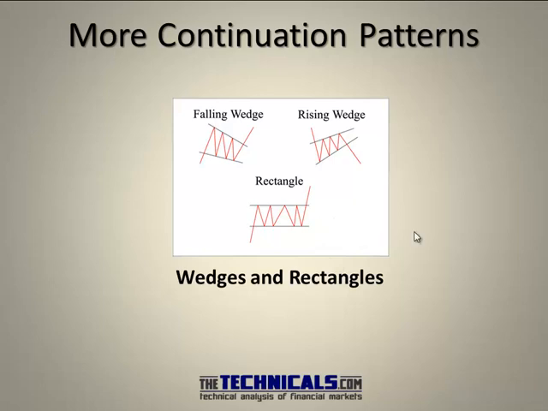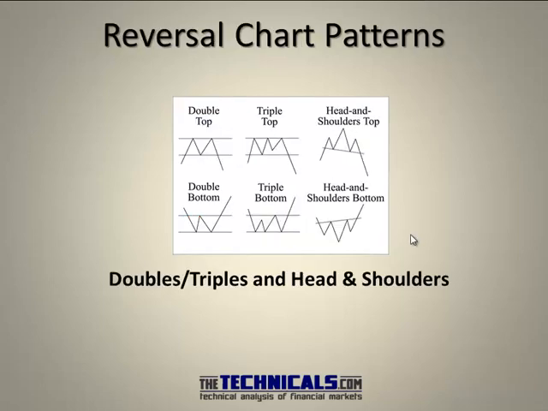Now here are some of the most important reversal chart patterns. As we can see here, we have doubles, triples, and head and shoulders. Over here on the top left, we have a double top. So what is a double top? Basically, we see price hitting a high up here. It comes back down, it hits a trough. It hits another high that's at or around the same high as the first one, and that is a retest, and that's the double top.